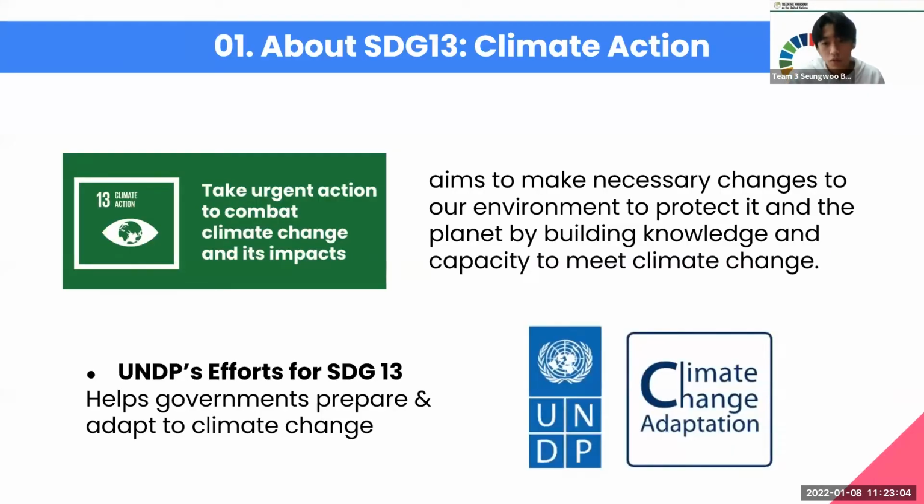Among the 17 goals of the UN's SDGs, one of the most crucial goals of them all is undoubtedly goal number 13, climate action. The reason why SDG 13 is important is that it aims to make necessary changes to our environment to protect it and the planet by building knowledge and capacity to meet climate change. The UNDP works to achieve Goal 13 through their Climate Change Adaptation Department. They assist governments to scale up the integration of climate change adaptation into policy, planning, and investments.